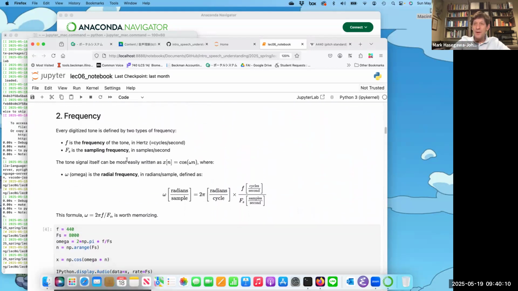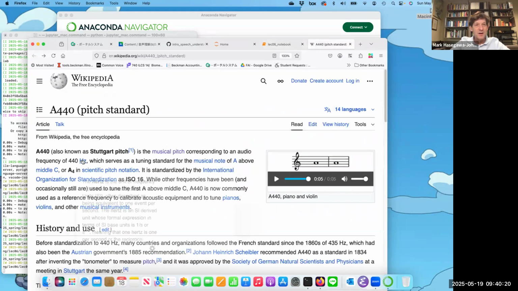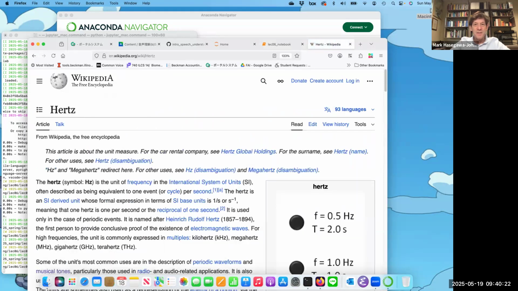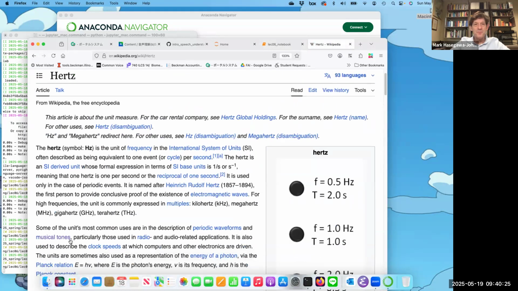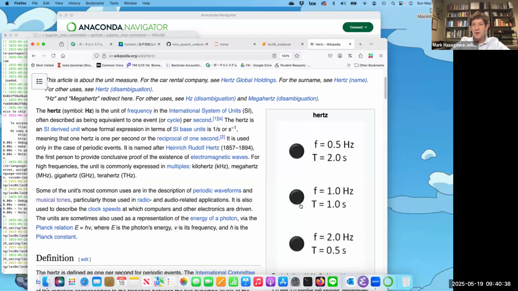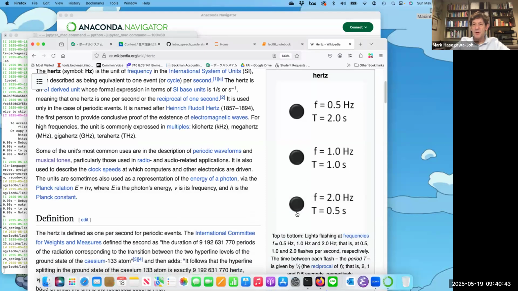All right, so let's talk more about these concepts of frequency. f is the frequency of the tone in hertz. Hertz is the international standard definition for cycles per second. We can look that up here on Wikipedia. 440 hertz corresponds to the unit measure of samples per second. So here this top circle is supposed to be varying at 0.5 hertz or 2 seconds per cycle. This middle one is supposed to be varying once per second or 1 hertz. And the bottom one is supposed to be varying once every half second or 2.0 hertz.